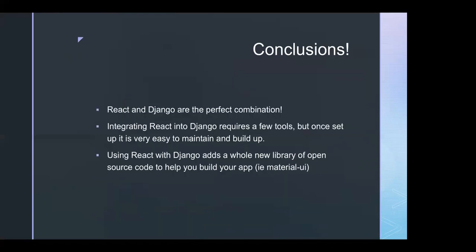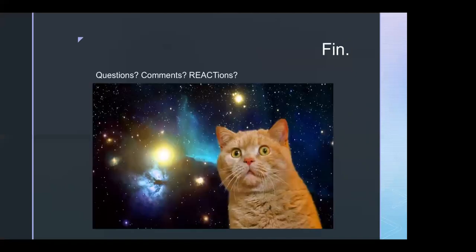And yeah, conclusion: React and Django are the perfect combination. Django lets us have a very intricate backend while maintaining the best possible front end, which is very modern. It's reactive and amazing, and I love it. Integrating React into Django requires very few tools, and once it's set up, it's very easy to maintain and build up. And using React with Django adds a whole library of open source code that helps you build your app, such as Material UI. And at the end, I like the cat and the pun.